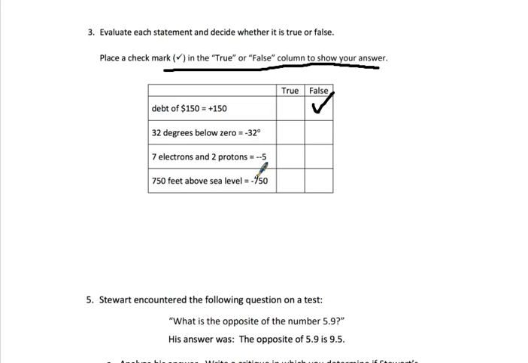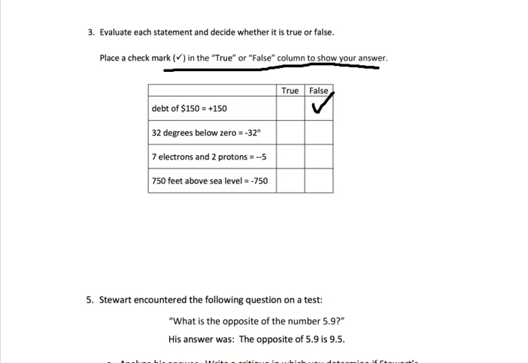So take a look at those remaining 3 and decide if they're true or false. Take 2 minutes, discuss them with your partner, and then check back in at the end.